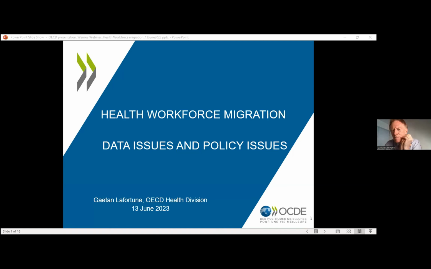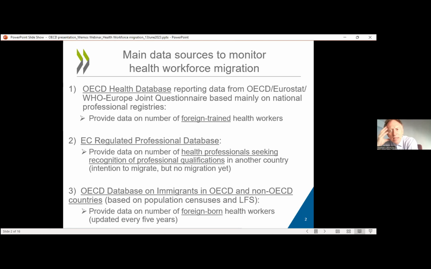So there are three main data sources, at least three main data sources, just to simplify a bit the discussion. And the first two are the two that you use, Marlies and your colleagues in your report. So there's the OECD Health Statistics Database that reports data on the joint questionnaire that we've had since 2015 with Eurostat and WHO Europe, and which relies mainly on national professional registry. So this gives you data on the number of foreign trained health workers, like we're focusing on doctors and nurses who have moved and who are working in countries of destination.